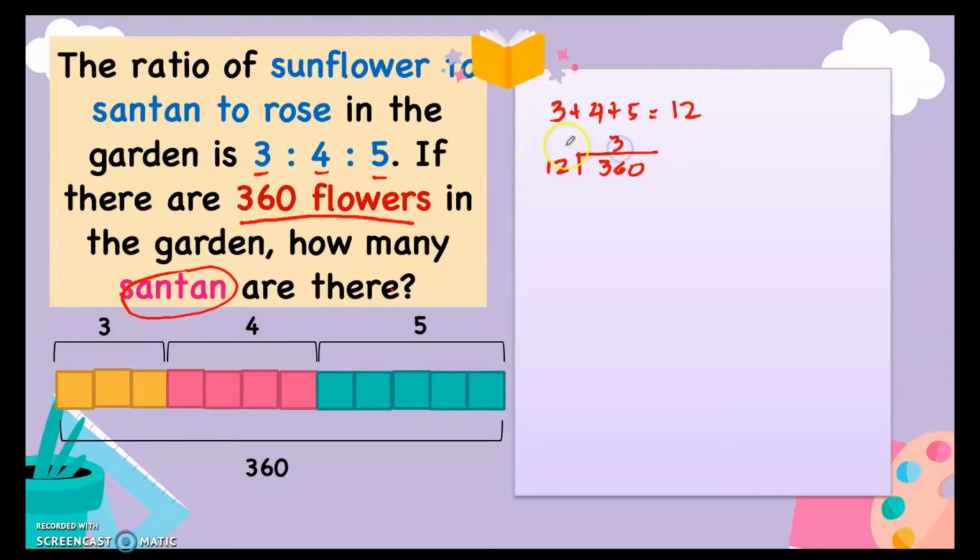So we have here 30. Okay, and this is 36. Okay, there's 0, then add 0. So each part here is 30. We have here 30, 30, 30, 30, 30, 30. Okay, so let's add 30.